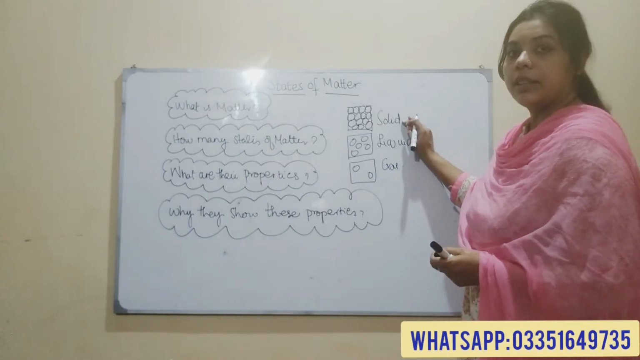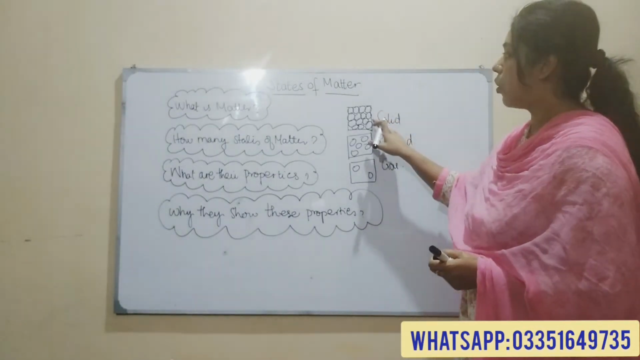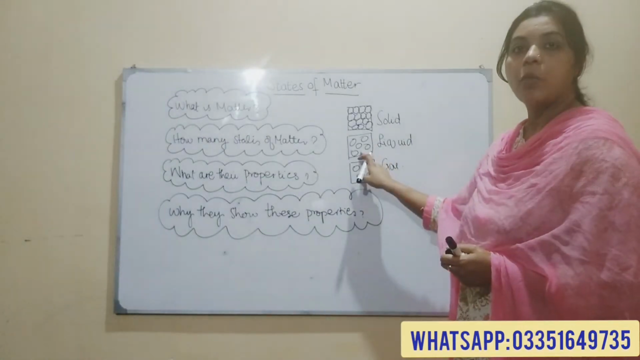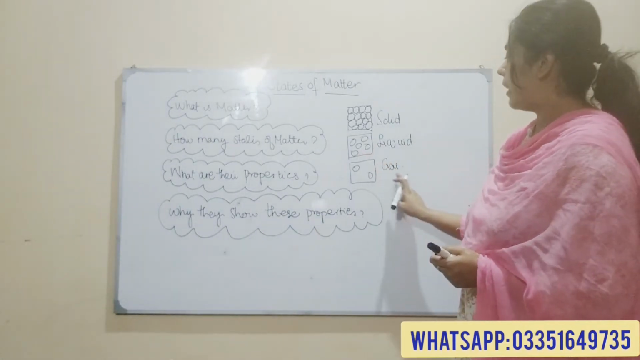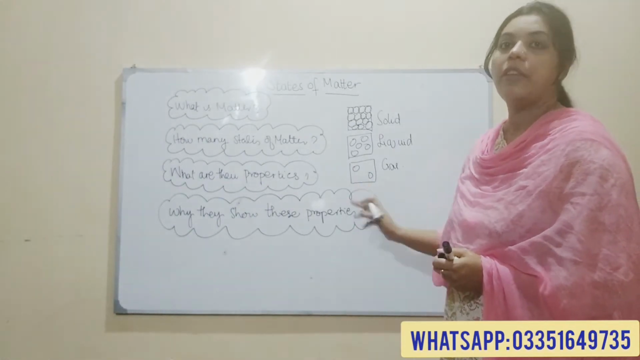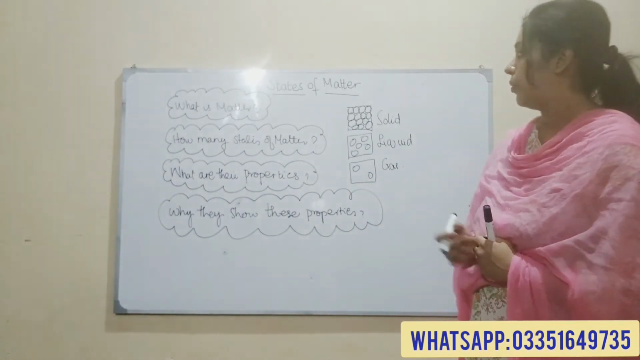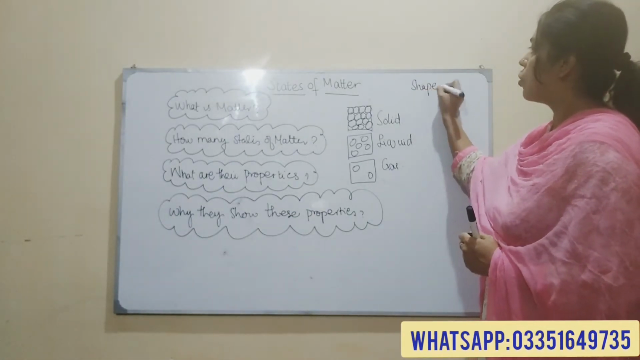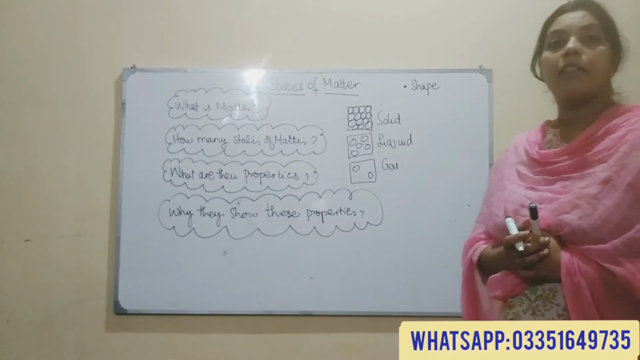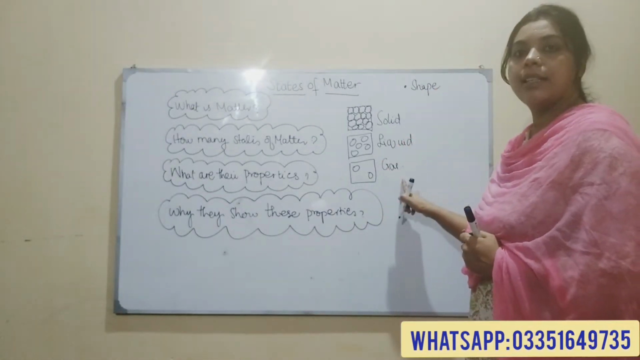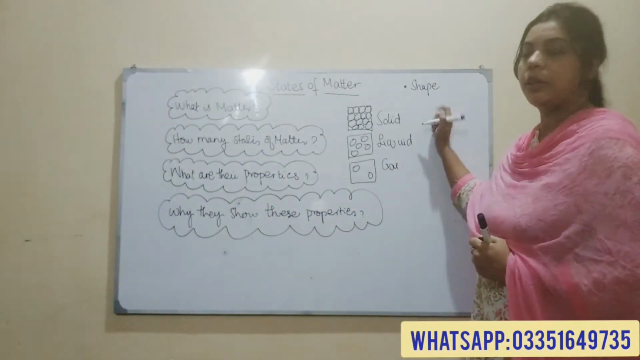In solids, the particles are compactly packed. In liquids, there are small spaces among them, and in gases, they have large spaces between them. So they are very far away from each other. Talking about their properties, if we discuss the shape, then solids have a fixed shape. Liquids and gases don't have a fixed shape.